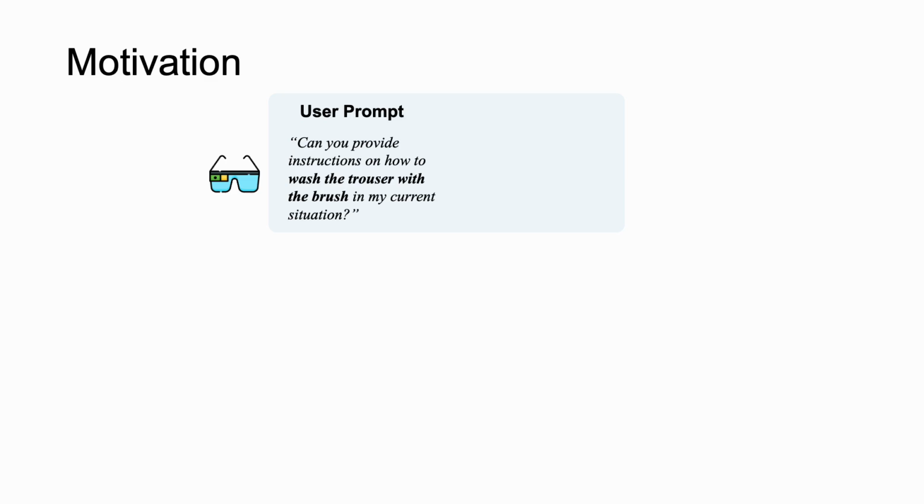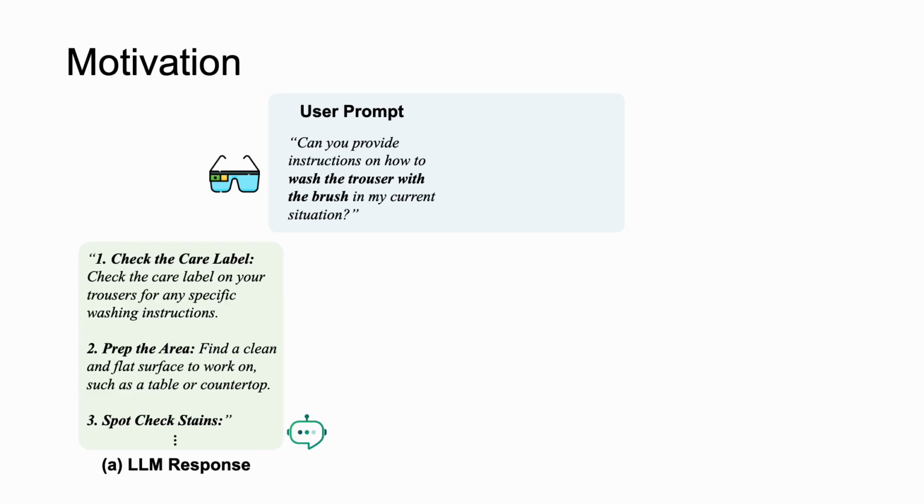Imagine you were learning a new skill, or working on an unfamiliar task. Wouldn't it be helpful to get instructions on how to perform the task? This skill transfer from a knowledge source to a human user is very important in helping humans learn new skills. For example, let's say you wanted to wash the trouser in your hands with a brush, but you're not sure how to do so.